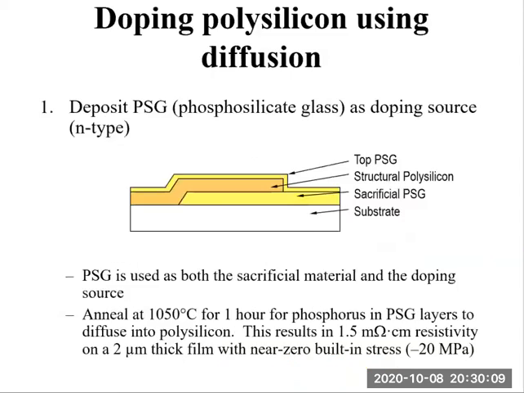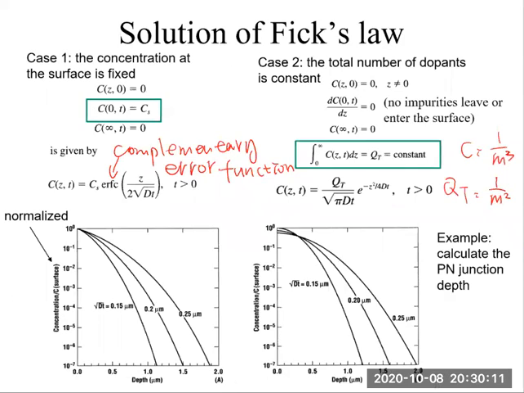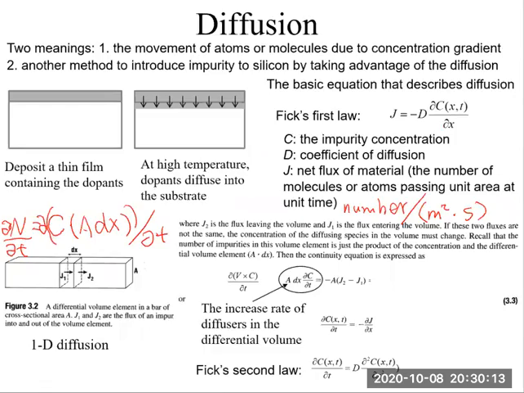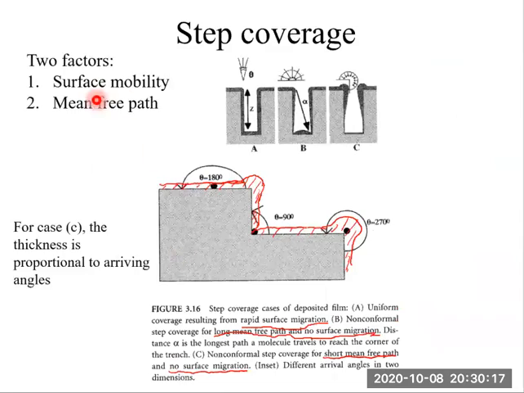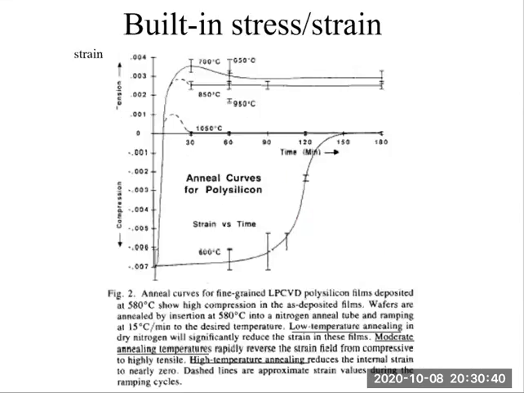we discussed the step coverage in the last lecture. Step coverage is determined by two factors: surface mobility and mean free path. At a high temperature, the surface mobility can be very large. So if we have a high surface mobility, we can always get uniform coating, a very good step coverage.